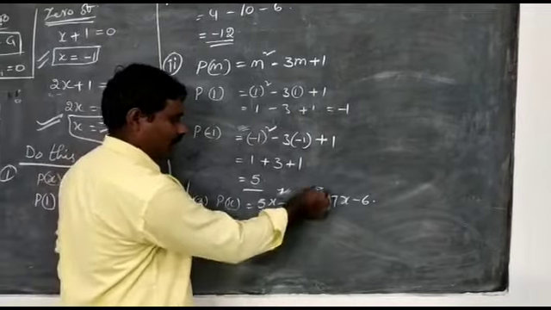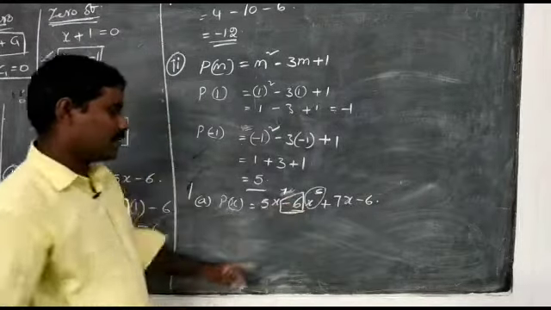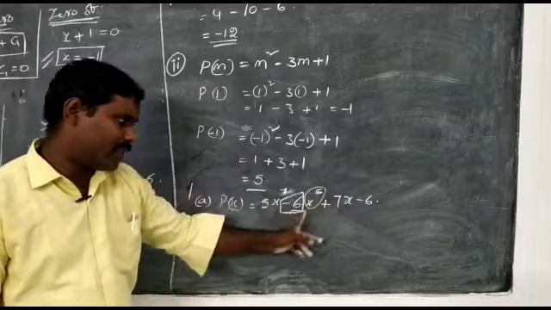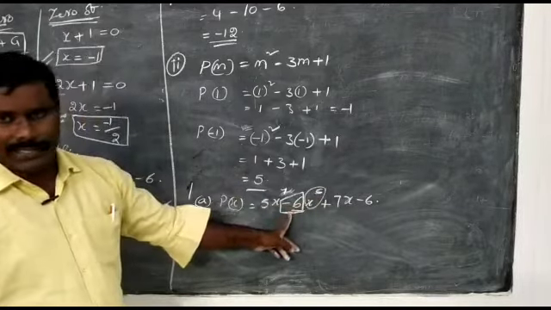This is the x power 5. What is the coefficient? This is the coefficient. That means the coefficient of x power 5 is minus 6.